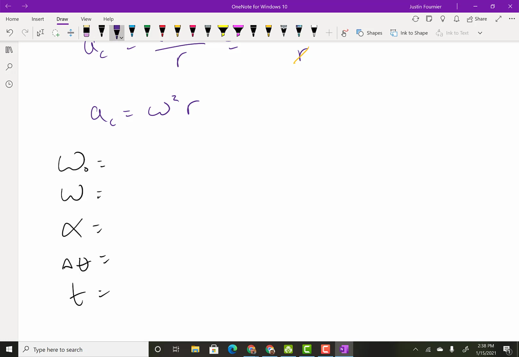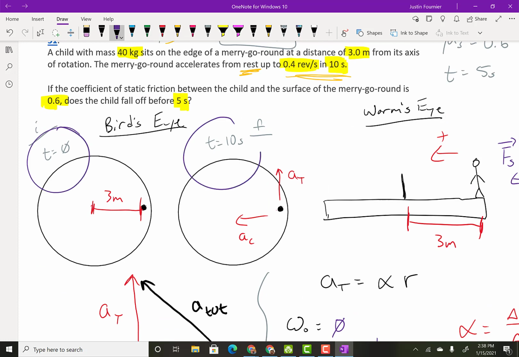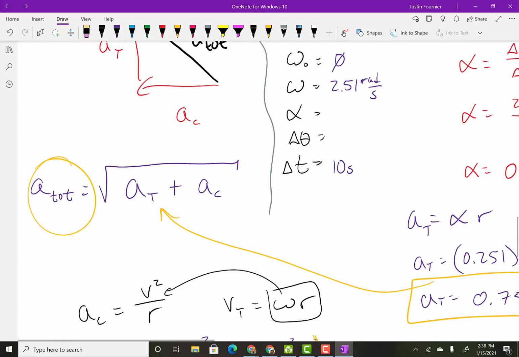So I'm going to go from t equals 0 to t equals 5 seconds. 0 is still going to be my initial moment, but then 5 seconds is going to be my final moment, and I'm going to try and find out what the velocity is at 5 seconds.